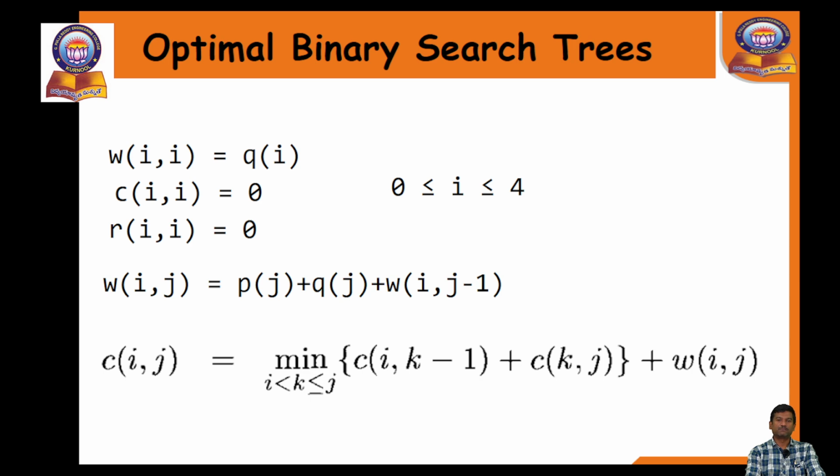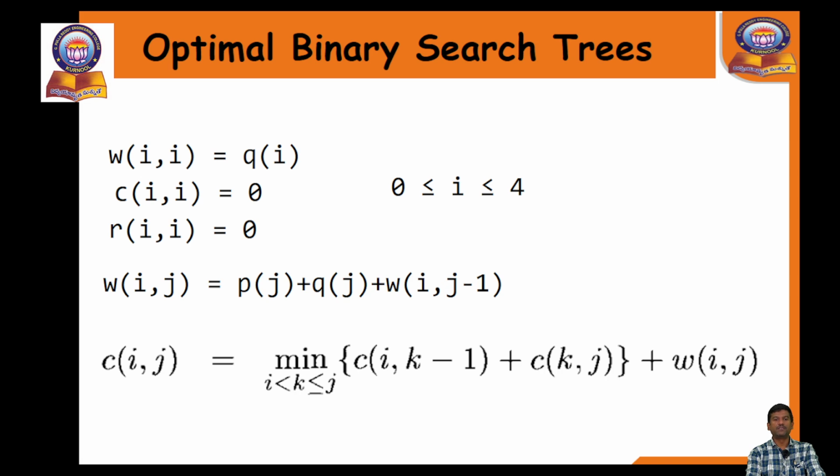So there are certain statements which are being used, the computation statements. That is W of I comma I equal to Q of I, C of I comma I equal to 0, and similarly R of I comma I equal to 0. So what does W indicate? W indicates the weight, and similarly C the cost. And here you can observe W of I comma I is equal to Q of I. And what does Q stand for? The probability of unsuccessful search.